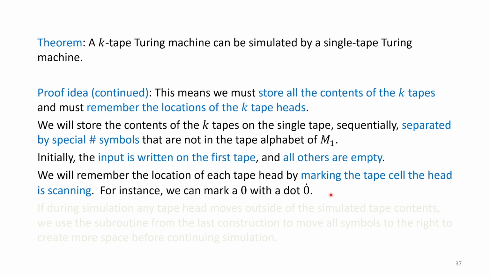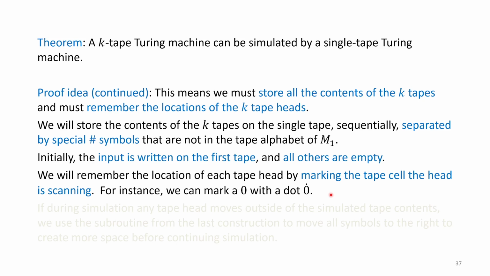That way, when we move to, say, the second tape, and we start scanning between those 2 hash marks that tell us where it begins and ends, we can find where the tape head is by finding the hopefully only one symbol that has a dot on it. Okay, and that's how we also have to set up.